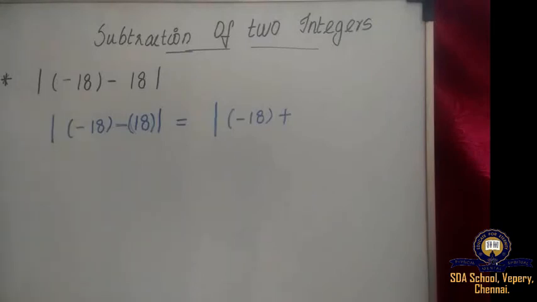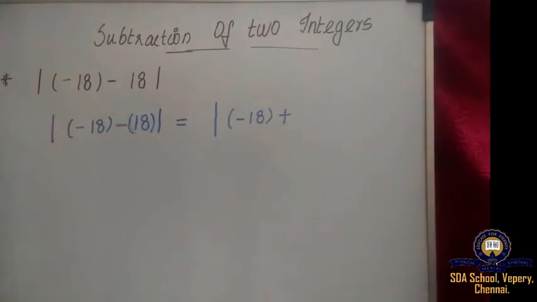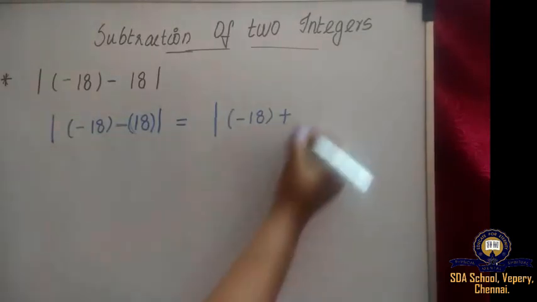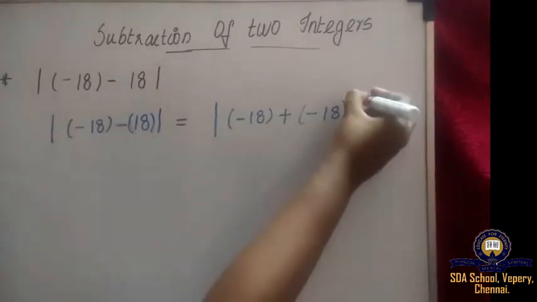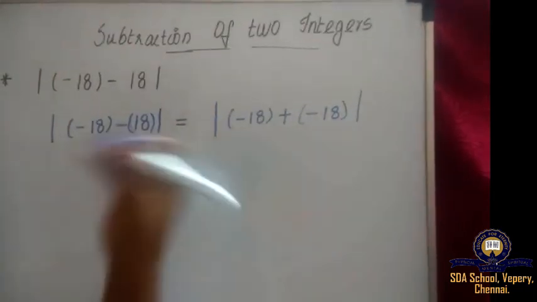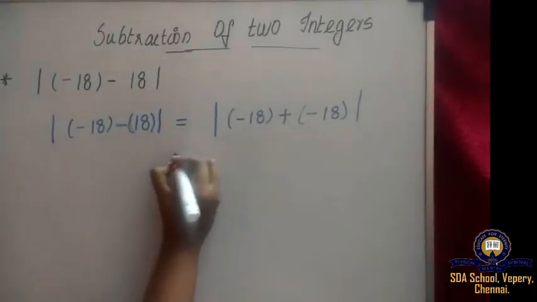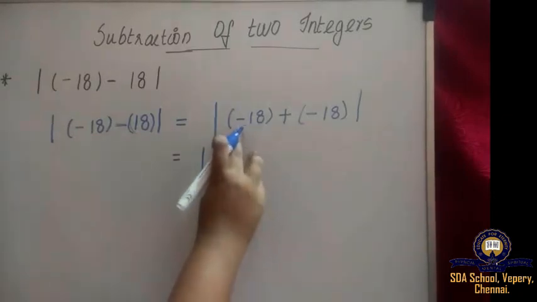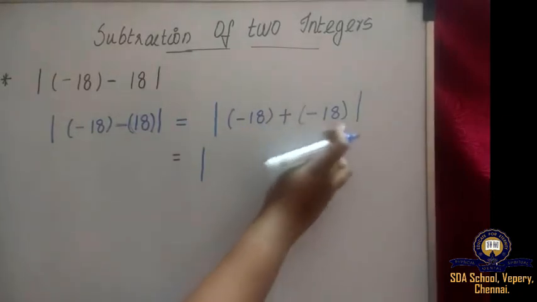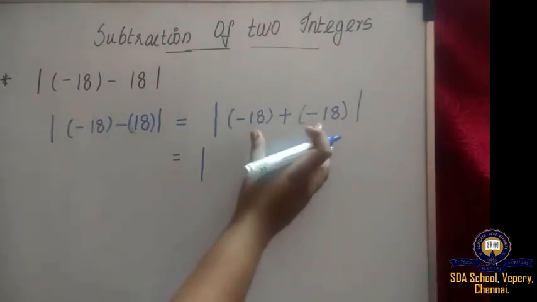So for the second integer you have to get the opposite sign. So plus 18. So what will be the opposite sign of plus? It will be minus. So we have minus 18. So now we have changed to addition, and now we have to continue as we do for addition of two integers. So here you have minus 18 plus of minus 18. Both the integers have the negative sign. That is the same sign.